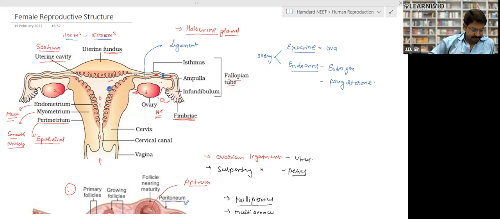One last point. Vagina is a large elastic muscular tube of 7.5 centimeter.